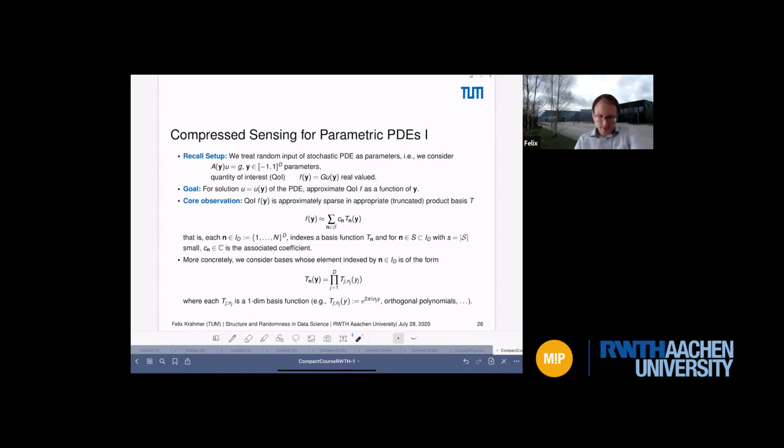And the important thing is that we have this product structure in high dimension. So we are having one-dimensional basis functions, for example Fourier, as we've discussed before, or some type of orthogonal polynomials. And then the complete basis functions are tensor products of all these basis functions over all the dimensions. So if you put in this input vector y, then basically you take each component and plug it into one of these one-dimensional basis functions, and that gives you the high-dimensional basis.